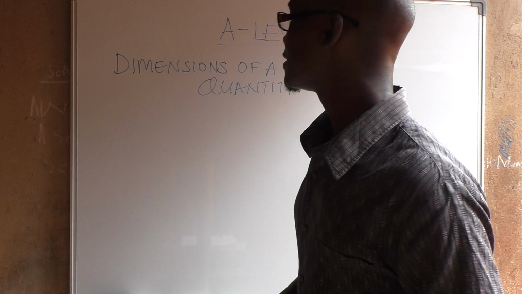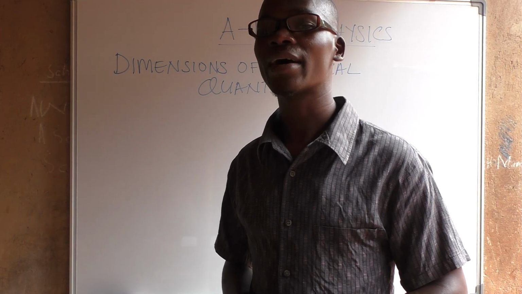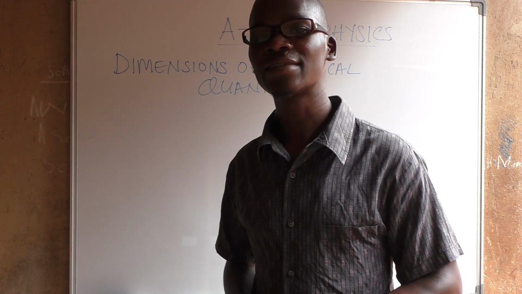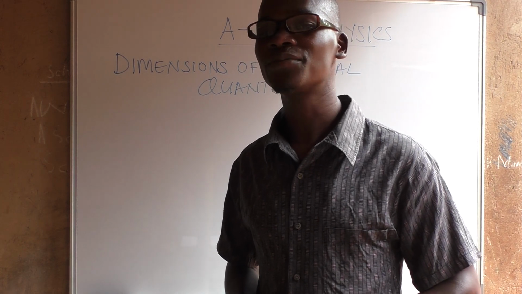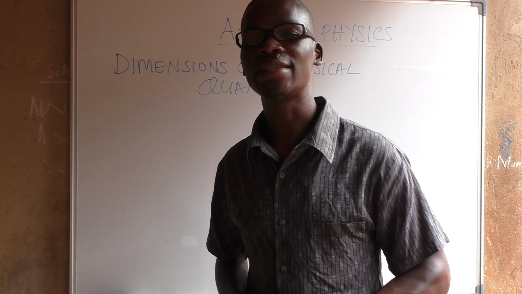Today we are looking at A-level physics, paper 1, and we shall start with section A of mechanics. And under mechanics, we are to begin with chapter 1, which is dimensions of a physical quantity.